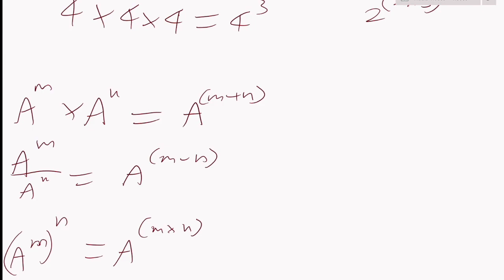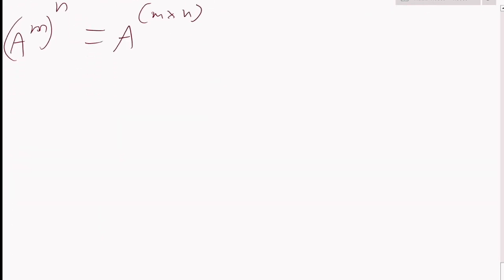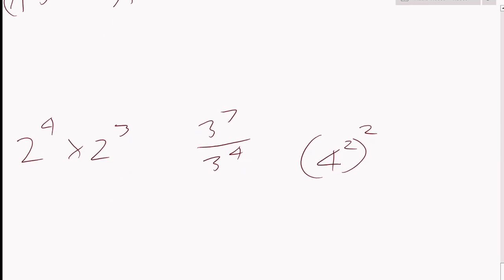So, finally, your turn. I want both the actual numerical value and the power form of 2 to the 4th times 2 cubed, 3 to the 7th over 3 to the 4th, and 4 squared. So obviously, again, pause the video, give yourself time to work them out.